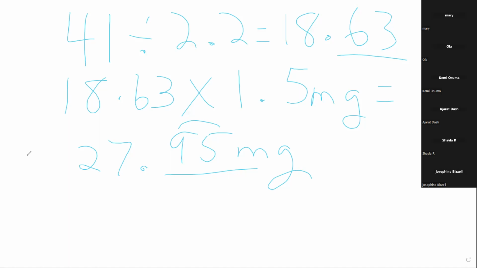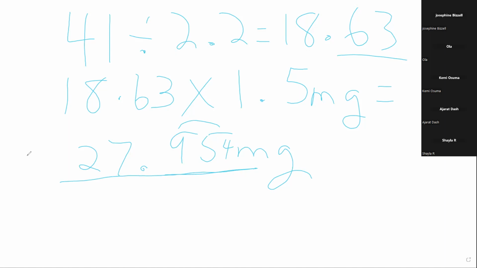Okay, if I said rounded to the nearest 100th, what would it be? You would have a 4 there, right? Because that's what's in your calculator. So if I said rounded to the nearest 100th, what would the answer be? 27.95. Yes, 27.95. Perfect.